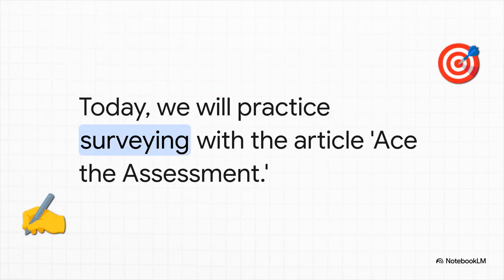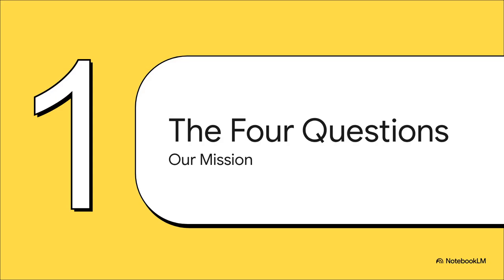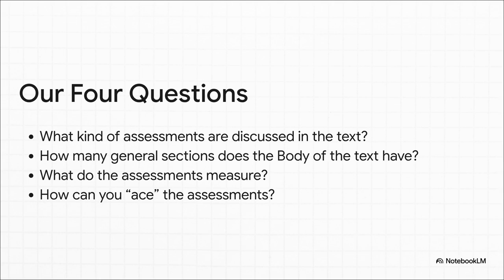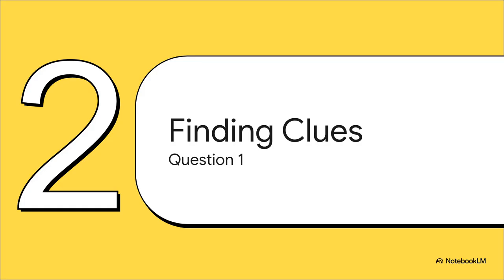So, to see how this works, we're going to practice with an article called Ace the Assessment. We're not going to read the whole thing, though. Instead, we're just going to survey it to find the answers to 4 specific questions. Okay, so here is our mission. We are going to find the answers to these 4 questions by surveying the text. We'll go through each of these questions one by one, and I'll show you exactly how to find the clues in the article using this surveying skill. All right, let's get started with our first question.